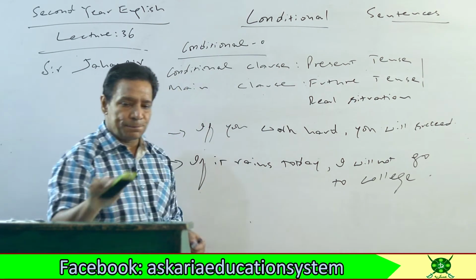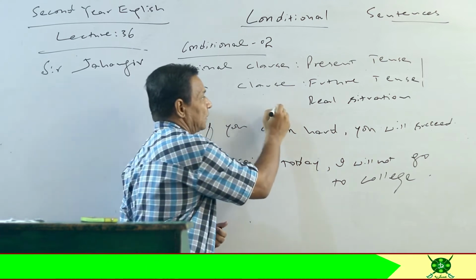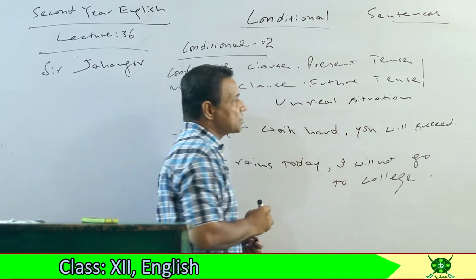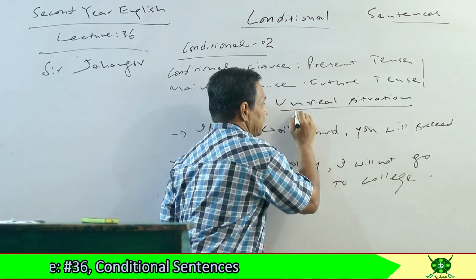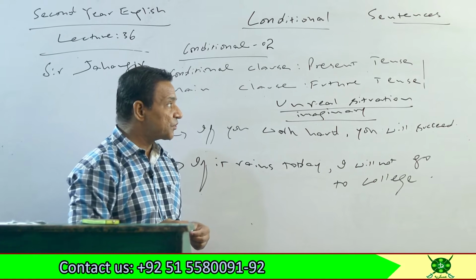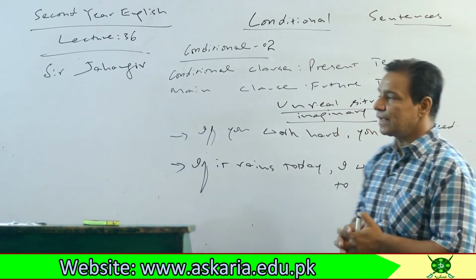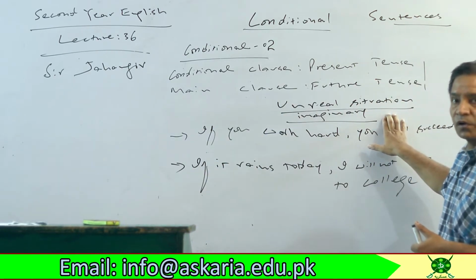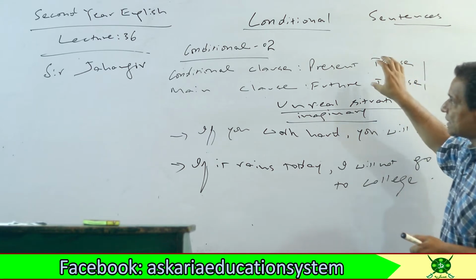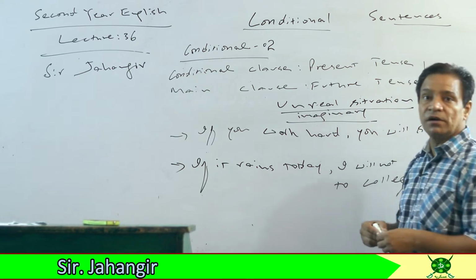Then in the second type, conditional sentence 2, there is some unreal situation, or something imaginary, which is supposed to happen, but it is not certain whether it is going to happen or not. So it is an unreal, uncertain situation. In conditional 1, the situation is certain; here it is unreal or uncertain.